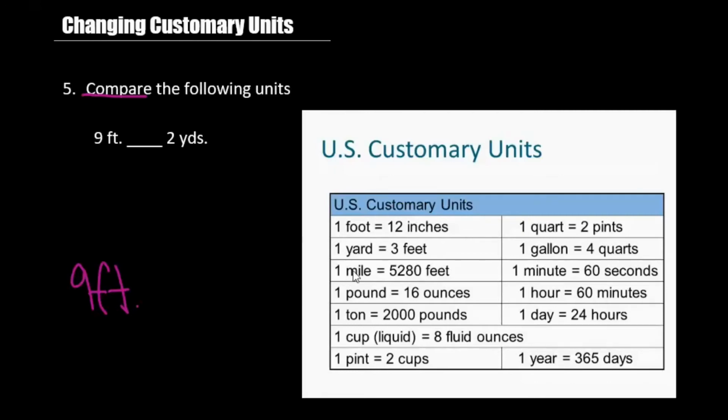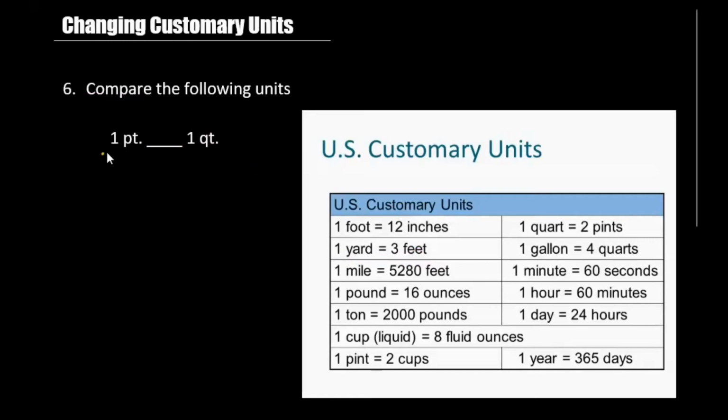Here, we know that 1 yard is 3 feet. And we want to find out how many feet 2 yards are. So we're going to multiply 3 times 2. 3 times 2 is equal to 6. So we have 9 feet and 6 feet. And as it's pretty obvious right now, 9 is more than 6. So 9 feet is more than 2 yards.